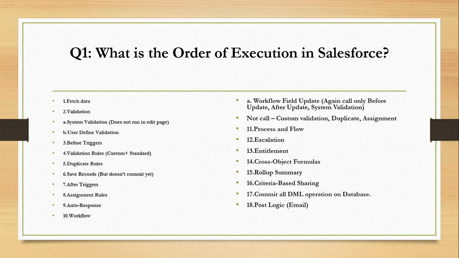then it goes for after trigger, then assignment rule, auto-response rule, workflow rule, then workflow has subparts like workflow field update, before update, after update, and system validations. And it goes for process and flow, then escalation rule, entitlement rule, cost object formula, progress summary, criteria-based summary, commit all DML operations on the database, and post-commit logic, email.